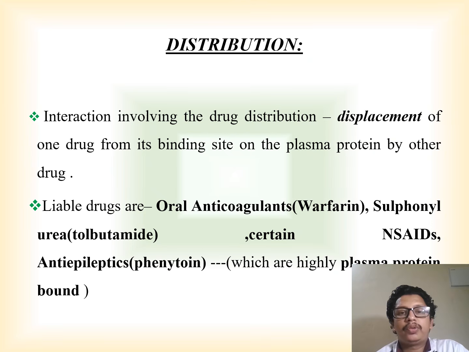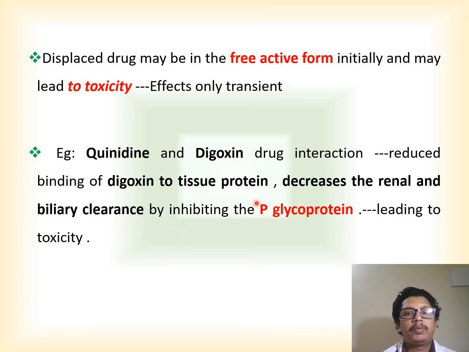In distribution, if you consider the interaction, it will cause the displacement of one drug from the binding site of plasma protein by another drug. Examples of liable drugs are oral anticoagulants like warfarin, sulfonylurea drugs like tolbutamide, some NSAIDs, and antiepileptic drugs like phenytoin, which are highly plasma protein bound. The displaced drug may be in the free active form initially, so it will lead to toxicity.